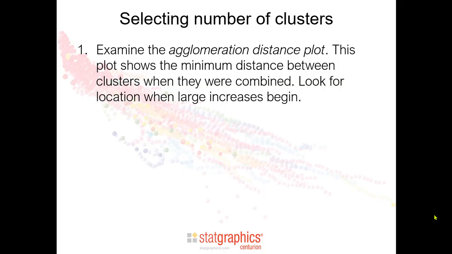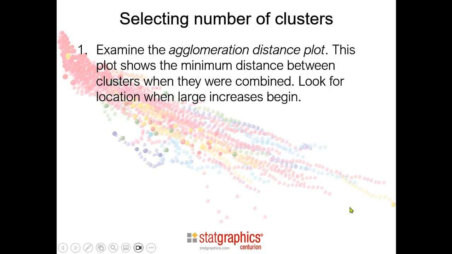An important problem when you're doing a cluster analysis is to select the proper number of clusters. In Statgraphics, there are two primary ways to do that. The first is to examine the agglomeration distance plot. This plot shows the minimum distance between clusters when they were combined. To determine the proper number of clusters, you look for a location where large distances begin.